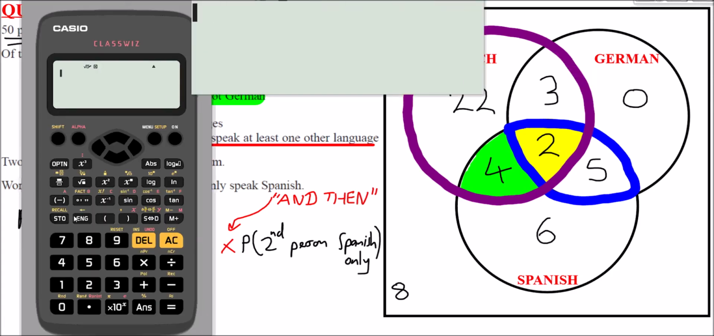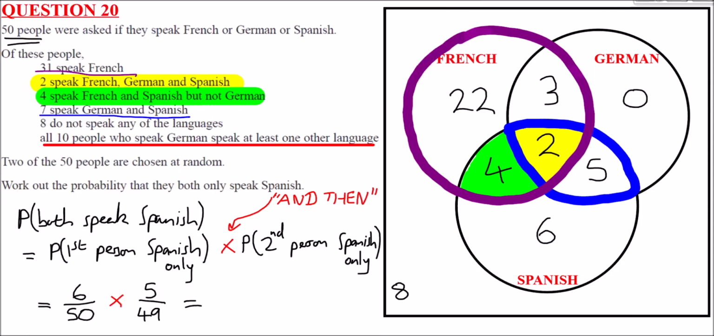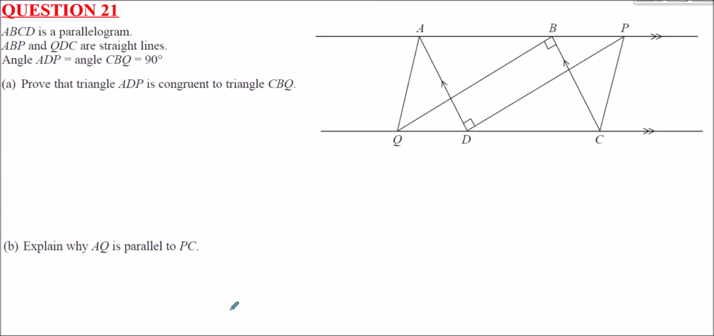So we do 6 over 50 multiplied by 5 over 49, and we get 3 over 245. So that's what we write down, and that's the answer to that one. Not straightforward. Final question of the paper now. Question 21. Before I begin, I will say, when I was thinking of how to word this clearly, I began to hate this question.